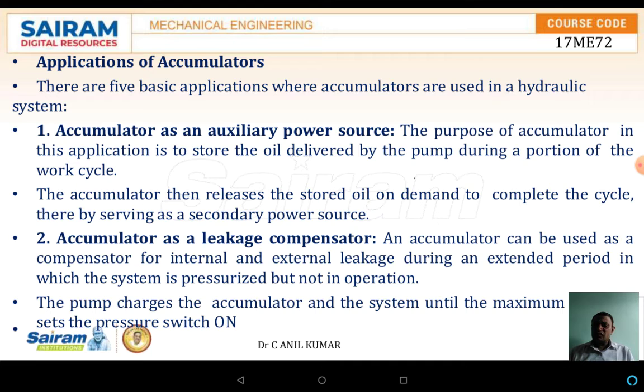The accumulator is used as a leakage compensator. An accumulator can be used as a compensator for the internal and external leakages during the working conditions. The pump charges the accumulator and the system until the maximum pressure is reached and the pump is switched off.